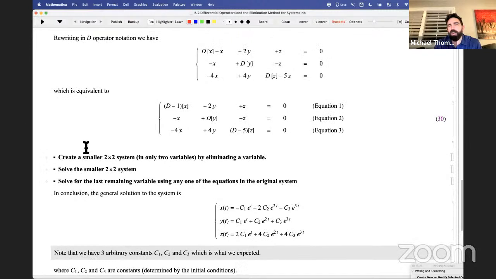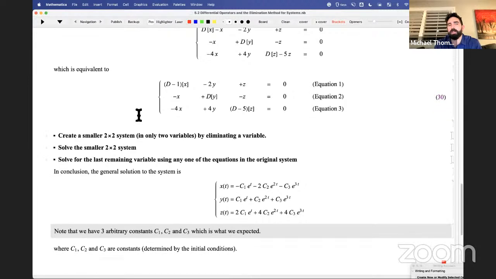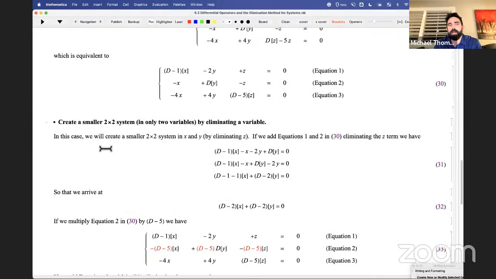I'm going to go through this quickly. I think it's probably more helpful for you guys to read through the details on your own, so we'll just go through the big picture stuff. We're going to create a smaller 2x2 system by eliminating one of the variables. The variable I'm going to eliminate is z. I'll pick equations 1 and 2, these guys. The reason I'm eliminating z is that it's so easy to eliminate it right there. I'm just going to add them together.